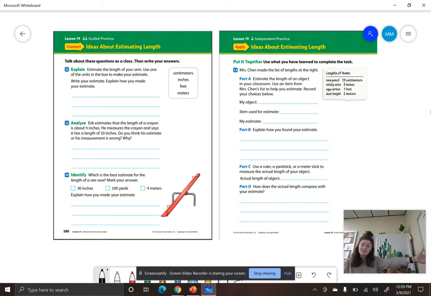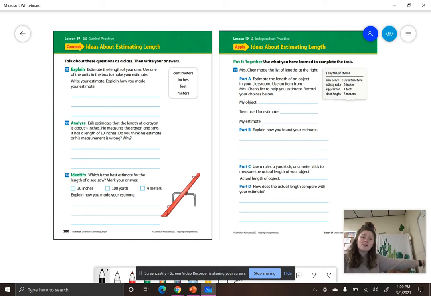Now, estimating, remember, is when we don't find an exact measurement, but we can use different objects that we know are pretty close to those units of measurement to measure. So for example, if I wanted to use the width of my pinky for centimeters, would I want to use centimeters to measure the length of my arm? Probably not. Inches. Remember, the width of a quarter is about an inch. Would I want to use a quarter to measure my arm? Probably not.